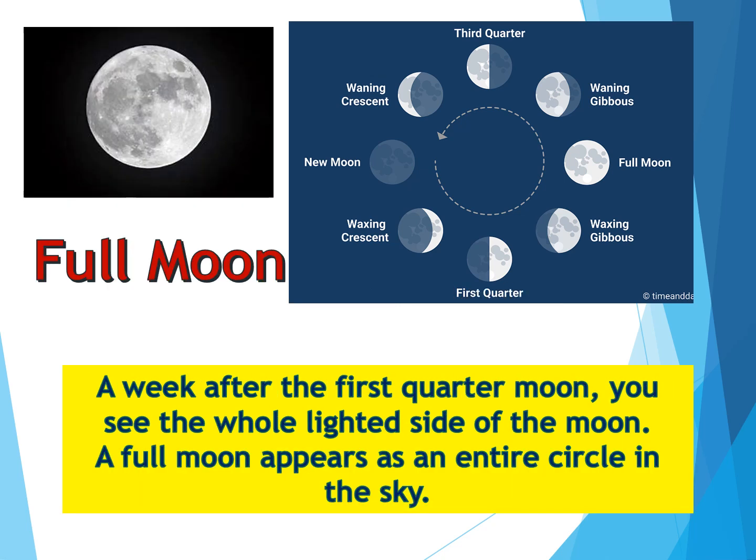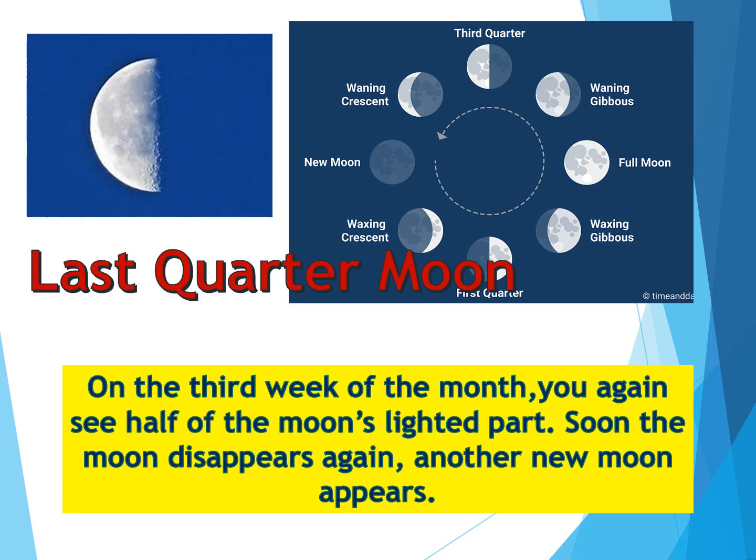Full moon. Full moon is a week after the first quarter moon. You see the whole lighted side of the moon. A full moon appears as an entire circle in the sky. Last quarter moon. On the third week of the month, you again see half of the moon's lighted part. Soon the moon disappears again. Another new moon appears.